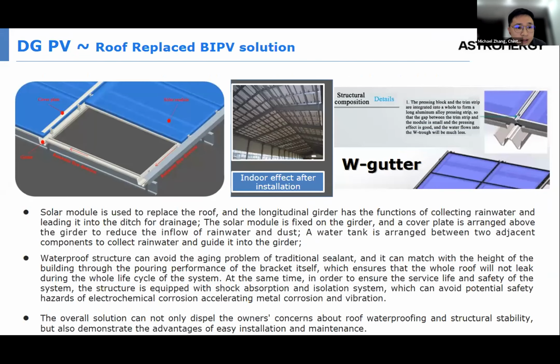And this is the roof-replacing BIPV solution, which means from the very beginning, we design the rooftop simultaneously. In this case, we are replacing the traditional rooftop with solar modules. This kind of BIPV solution is very reliable, but it is not always easy to design simultaneously together with the building. So the application of this kind of solution is also very limited.